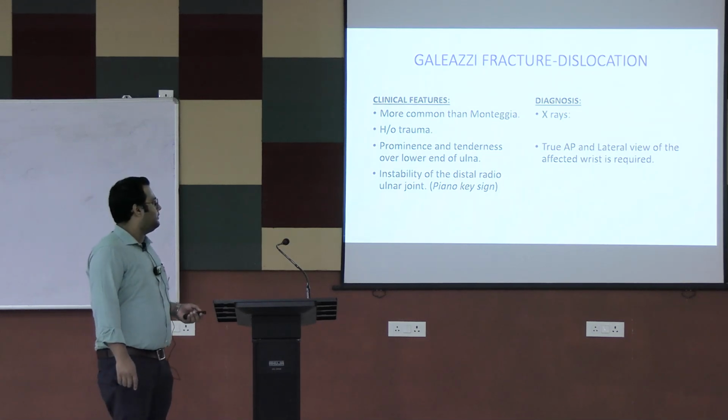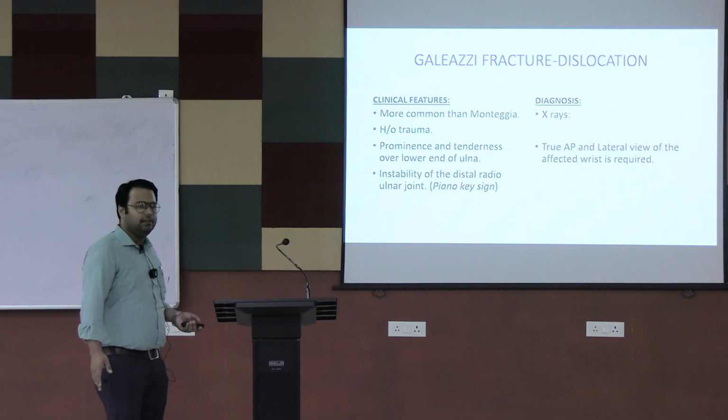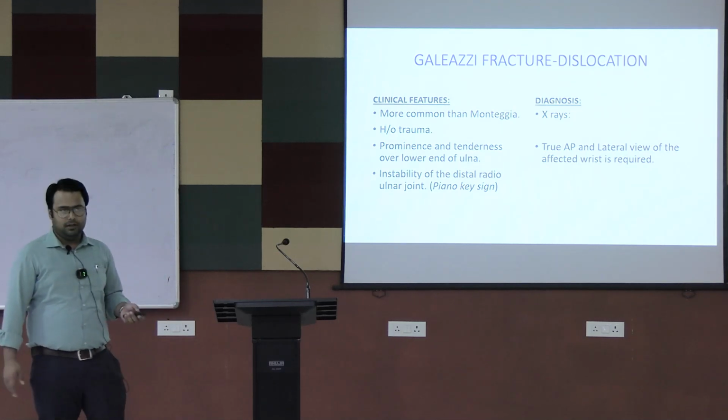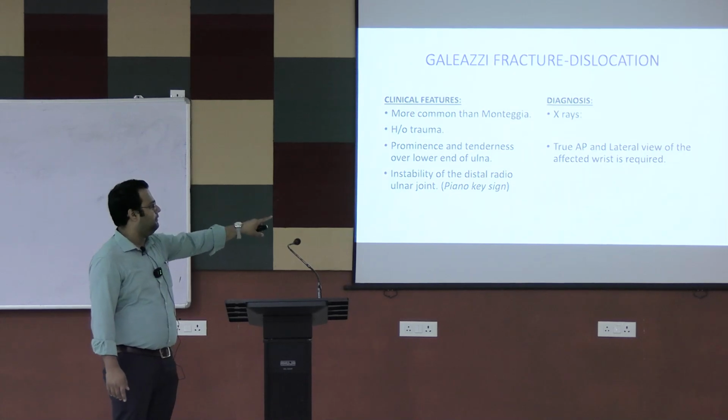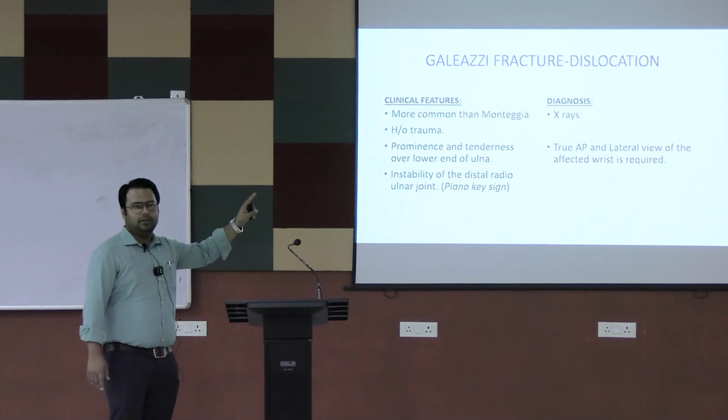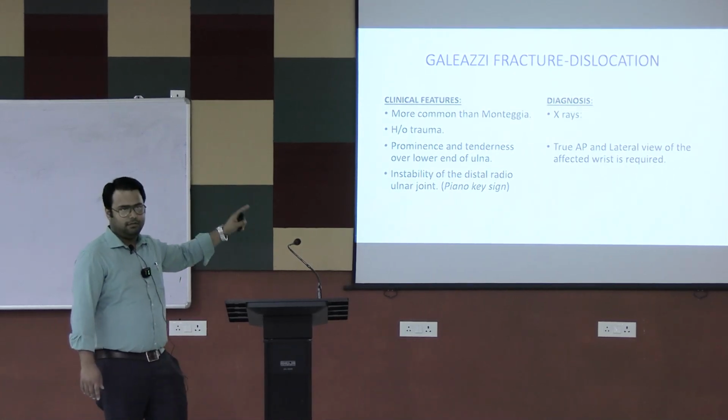And coming to the diagnosis, we diagnose this mainly clinically, as with any kind of trauma. But to confirm the diagnosis, we get an X-ray done. Once again, a true AP and lateral view of the affected wrist is required so that we don't miss the fracture.